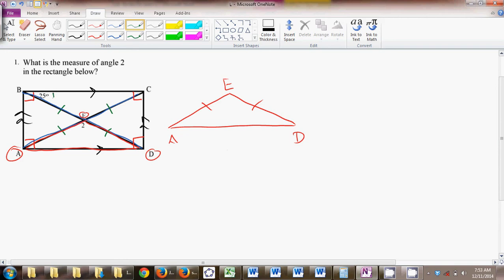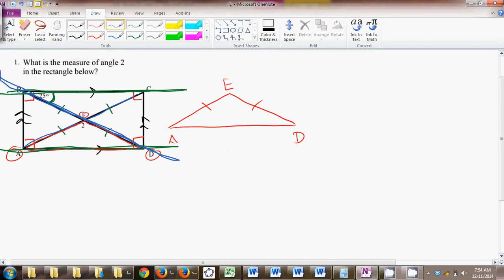We have this 25-degree angle up here. And I'm going to extend my parallel lines, extend those parallel lines. And I guess I'll do this in blue. And we're going to extend this diagonal so that it's a transversal. That's another property of a rectangle.